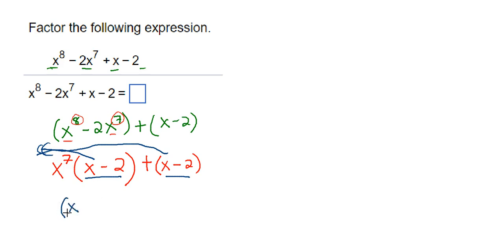Write it one time out in front, x minus 2. And then in a set of parentheses, we're going to write what's left over. From the first group, we have left over x to the 7th power. And from the second group, you might say, well, there's nothing left over because we took everything away. But with factoring, there's always something left behind.